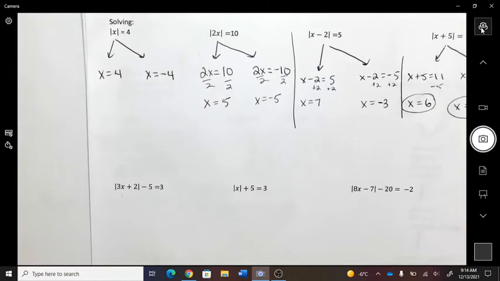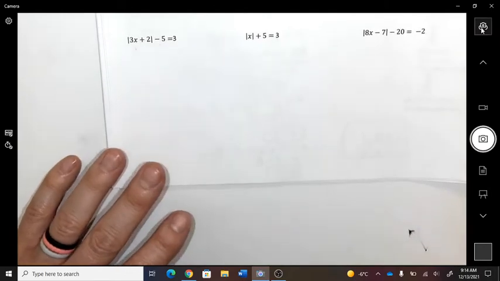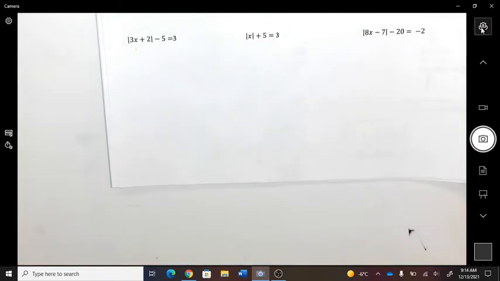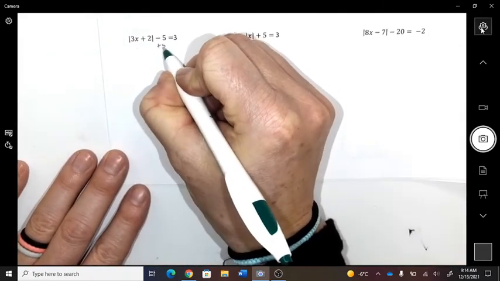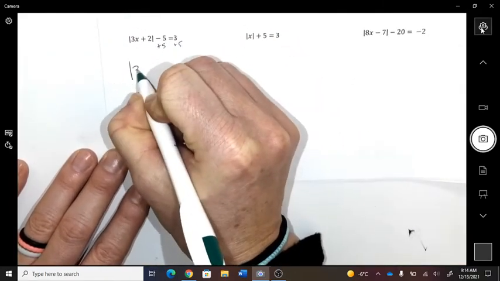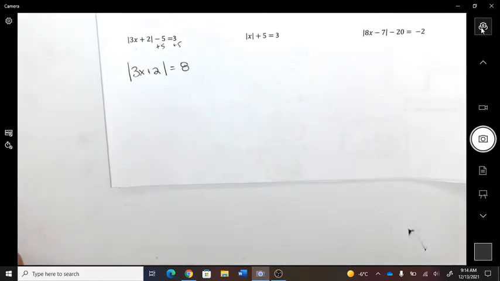Okay, now we're going to up it a notch here. I'm going to do something additional in this equation. What's the thing I'm going to do first, do you think? I'm going to actually get that negative 5 out of there. Okay, so it's very important that I have the absolute value alone. I can't do my splitting up thing until I have it alone.